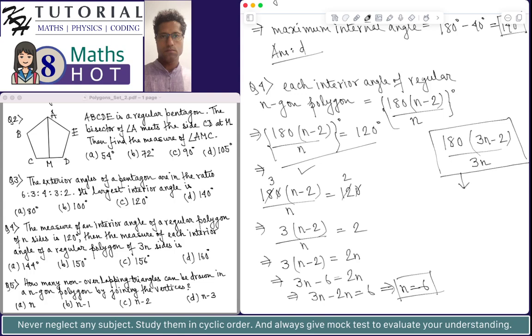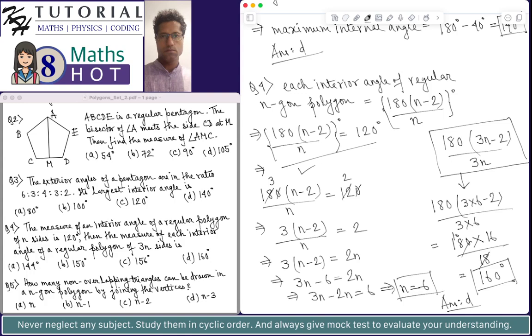Now in this we can put the value of n as 6, and we will get 180 multiplied by (3 into 6 minus 2) divided by 3 into 6. This is 180 multiplied by (18 minus 2, which is 16) divided by 18. So this cancels with this, and we have 160. So 160 degrees will be the value of each interior angle if the number of sides of the regular polygon is 3n, and hence the correct choice is D. D is the correct choice.